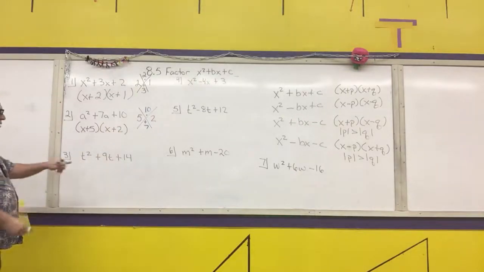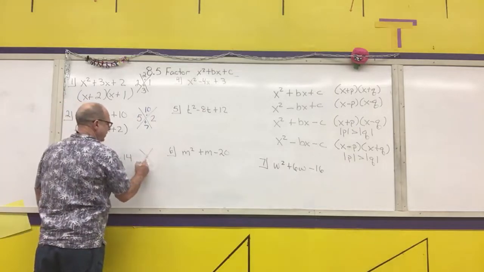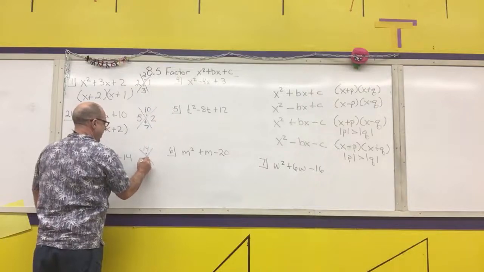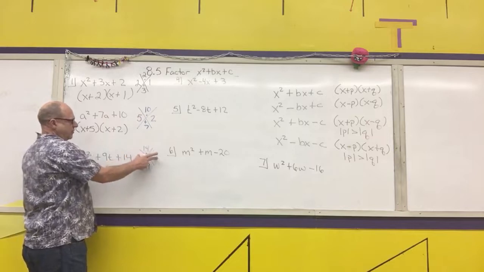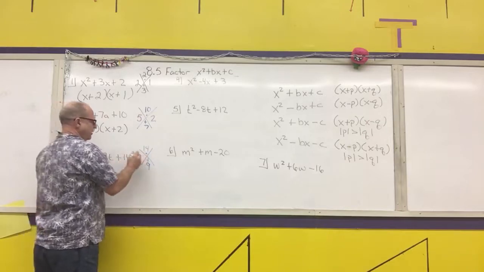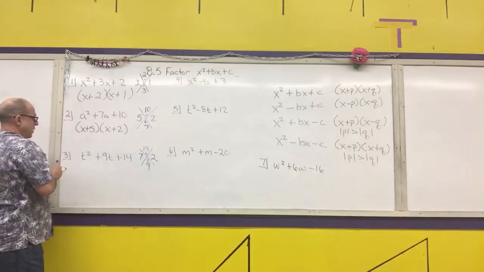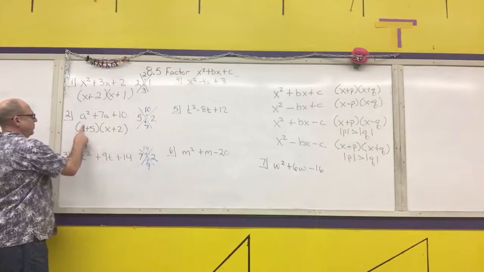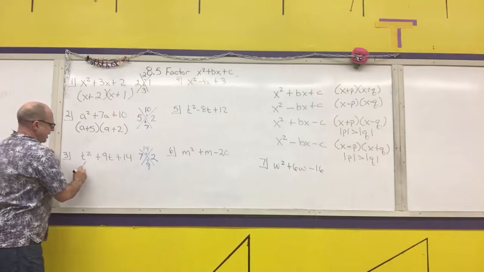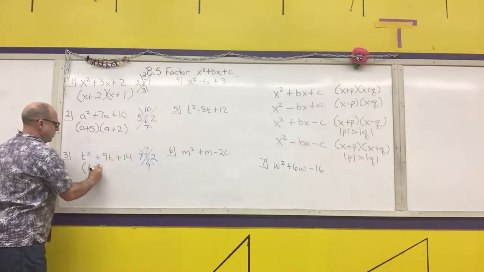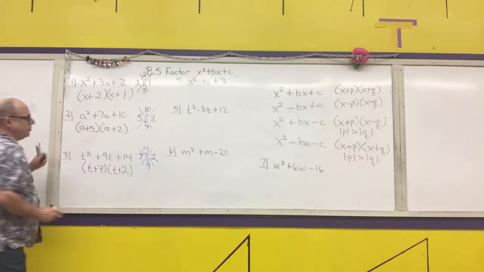Example 3, t squared plus 9t plus 14. Two numbers that multiply to 14, that add to 9. Again, I can have 1 and 14, which add to 15, or 2 and 7. So I'll put the 7 and the 2. And I end up, okay, previous example, this should have been an a. Watch the letters. In this example, I'm going to have t plus 7 times t plus 2.